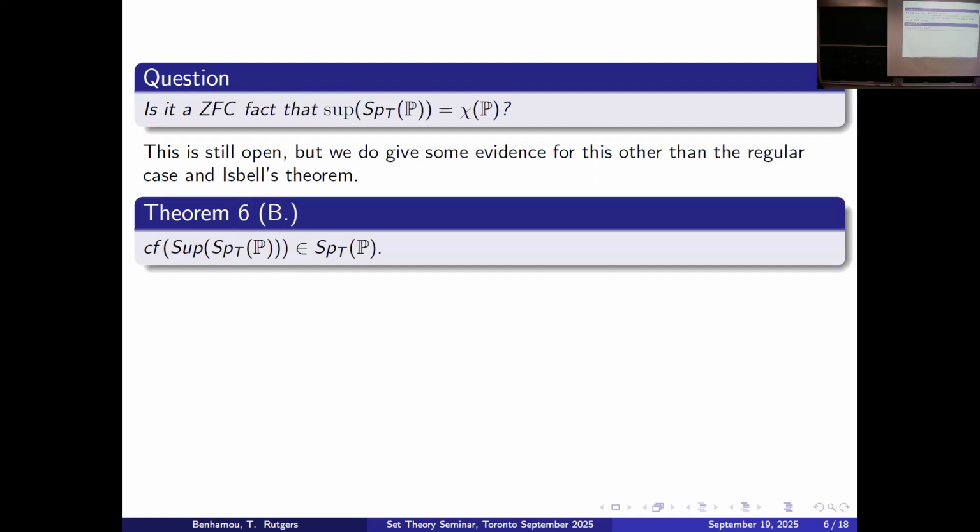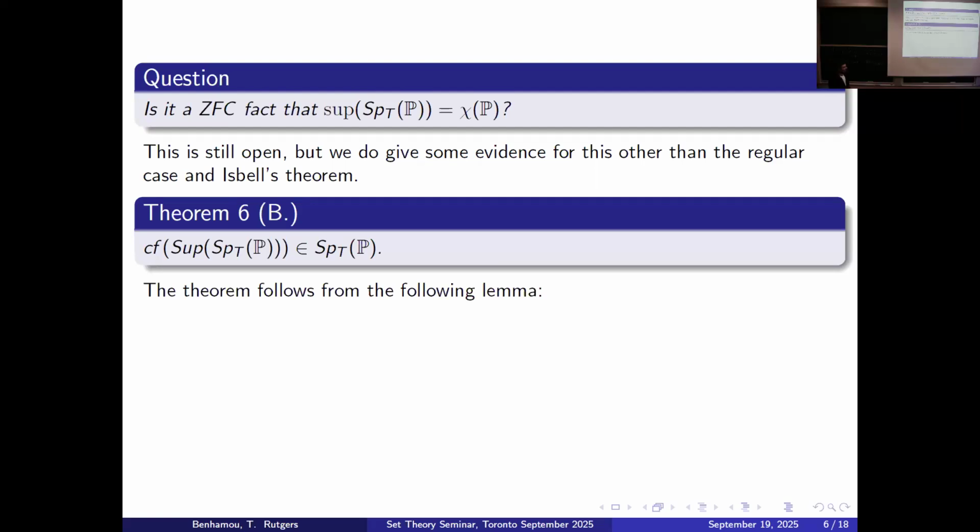So we didn't solve this case completely. This is maybe what's missing to get the full result. So if this sup is inaccessible, we don't know what's going on when it's inaccessible.